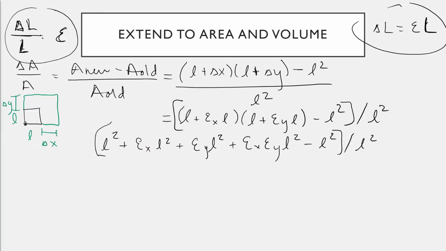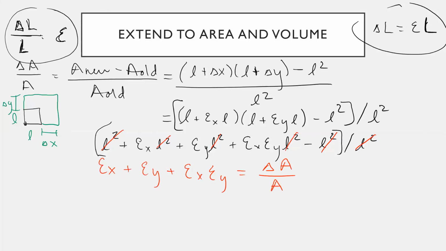Okay, so first thing you notice is we can get rid of that positive and negative L squared. Second thing you notice is that each term had an L squared and we're dividing by L squared, so all of those can be removed. And we are left with the strain X plus strain Y plus strain X times strain Y equals delta area over initial area. So change in area over area is equal to this equation.